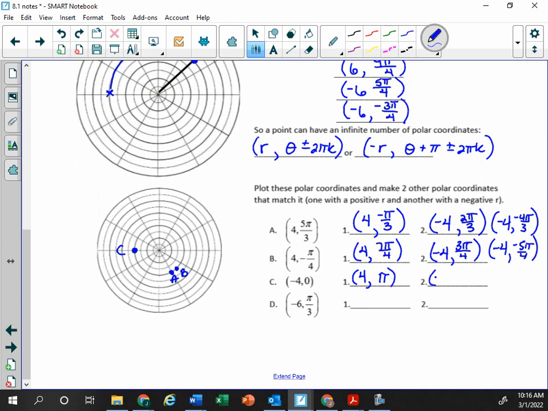If I do negative 4, what are you going to tell me? 2 pi, yeah, or negative 2 pi would have worked.